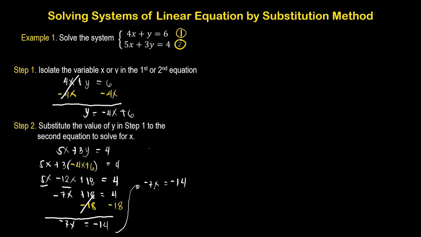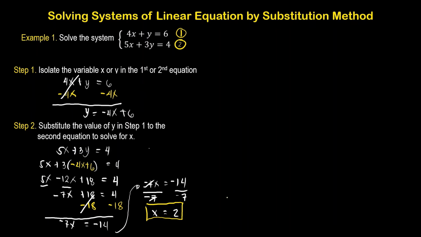So, of course, to solve for x, ang gagawin natin is to divide both sides by negative 7. So, this is cancelled out. Ang matira na lang dito is x is equal to, of course, negative 14 divided by negative 7 is equal to positive 2. So that means ang value ng x natin is equal to positive 2. So meron na tayong value ng x.